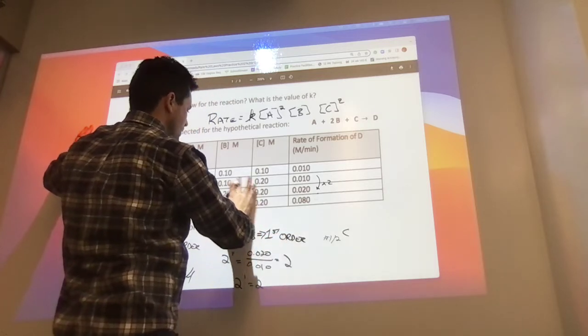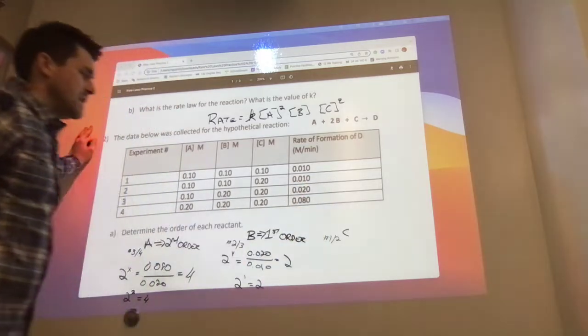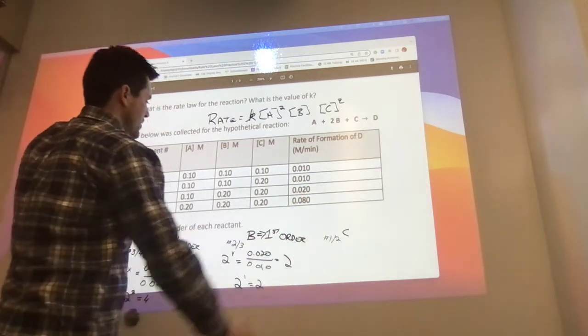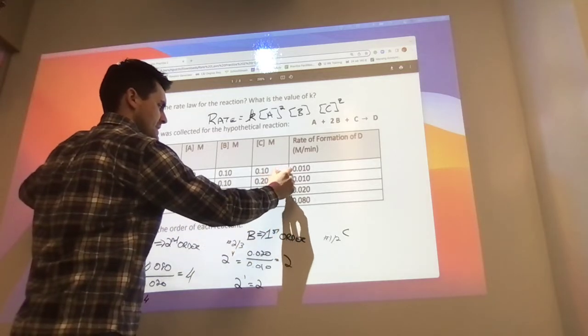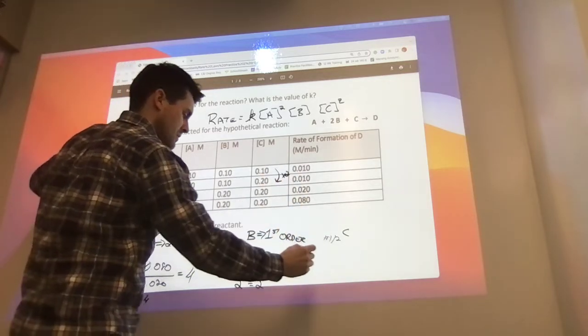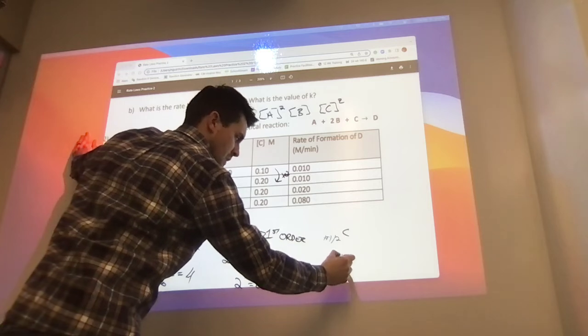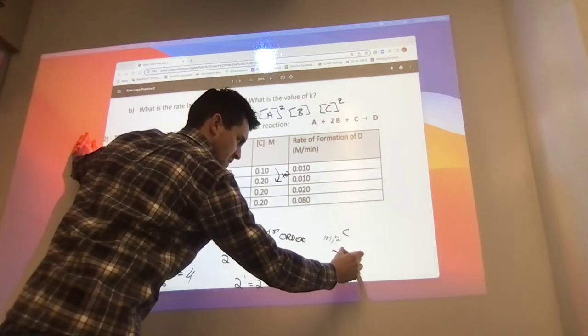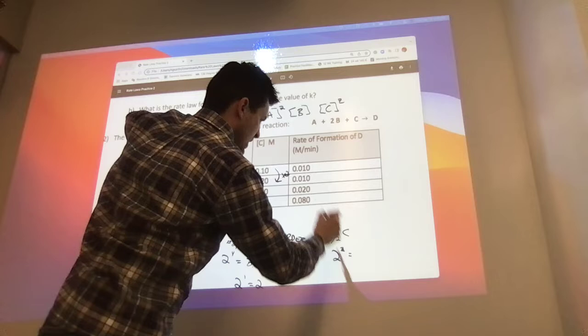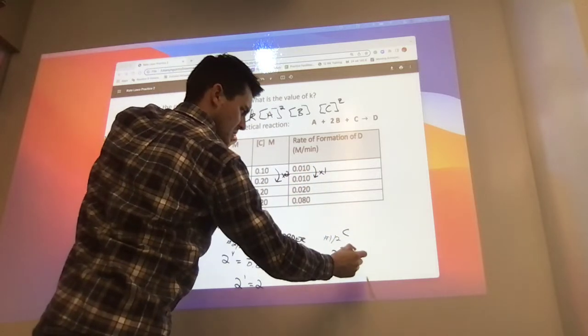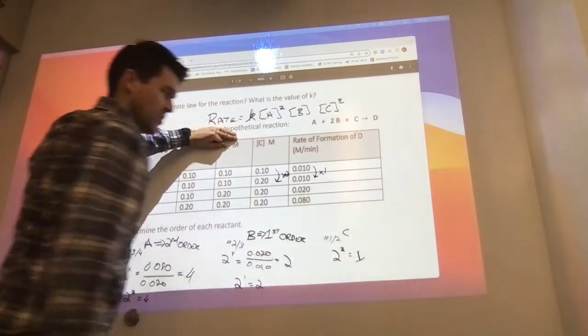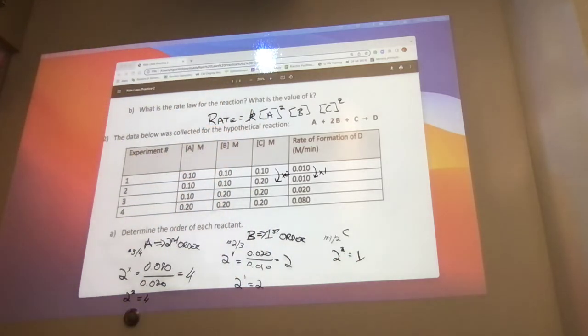2 down, 1 to go. I'm looking at C, and C I already chose. We do trials 1 and 2, or experiments 1 and 2. Over here with C, I see that the concentration is doubled. All right, so 2 to some exponent Z is going to be equal to, that's the same numbers. This is times 1. So 2 to the Z equals 1.